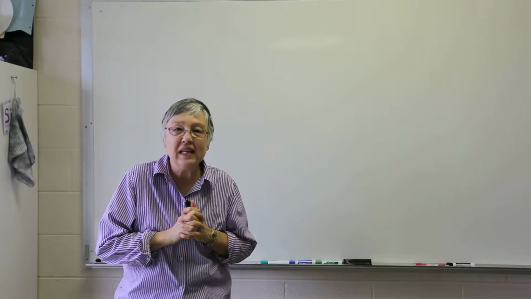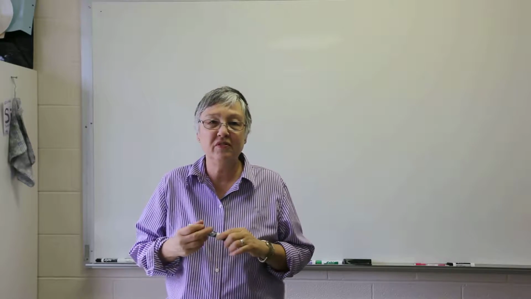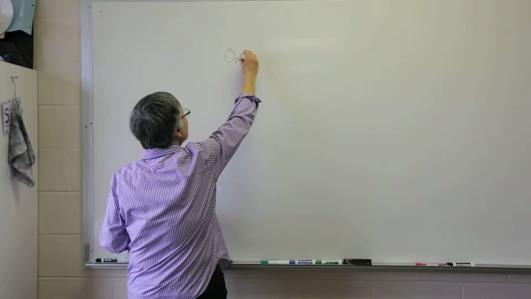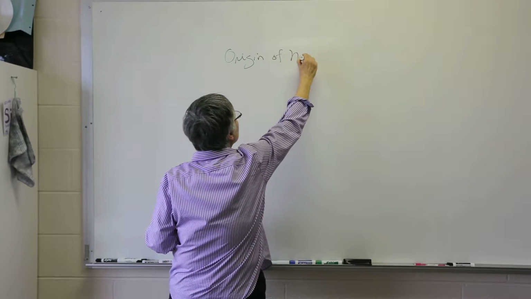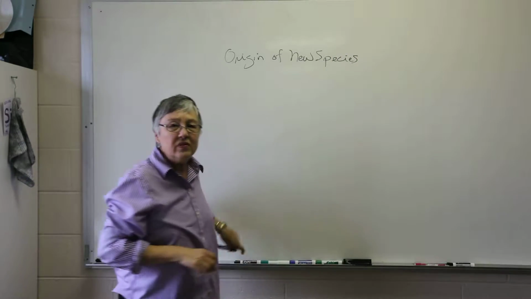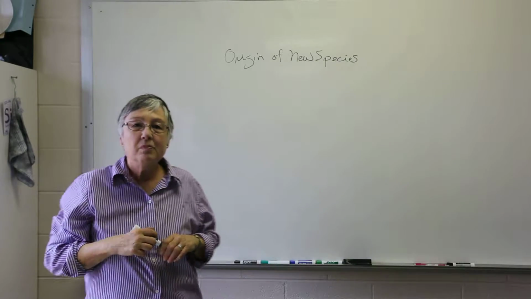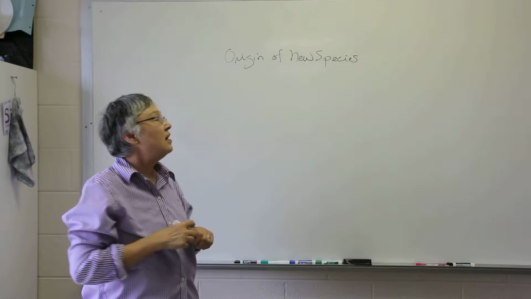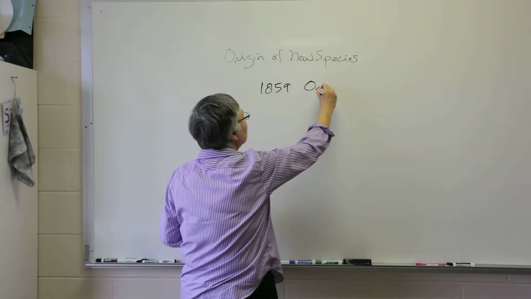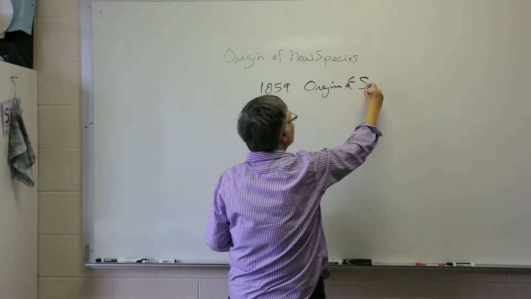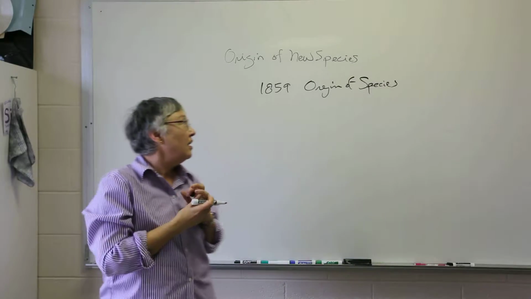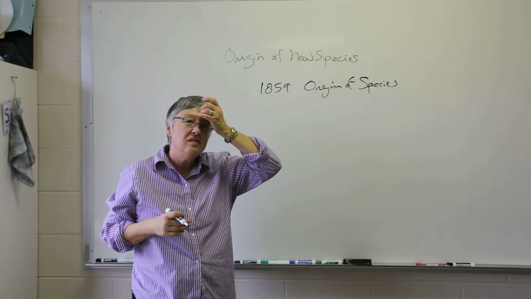All right, what I'd like to talk about today comes from your textbook chapter 15.1, and that is the origin of new species. And I think I briefly mentioned this last time, but remember that Darwin's book, which he published in 1859, was actually titled The Origin of Species, but he really didn't focus that much on the mechanisms behind speciation, as we call it.